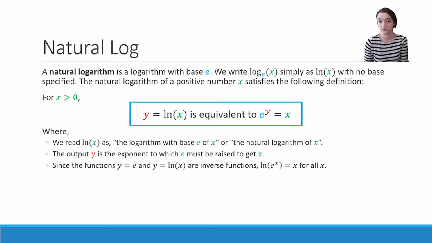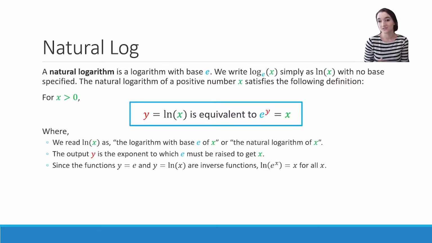The other special type of log we have is called the natural log. So this is a logarithm with base e. So remember, I introduced base e in the previous chapter. It's going to keep coming back. So we write log base e of x simply as ln of x, with no base specified. So once again, log of x, that's log base 10. ln of x, that's log base e. This is called the natural logarithm.